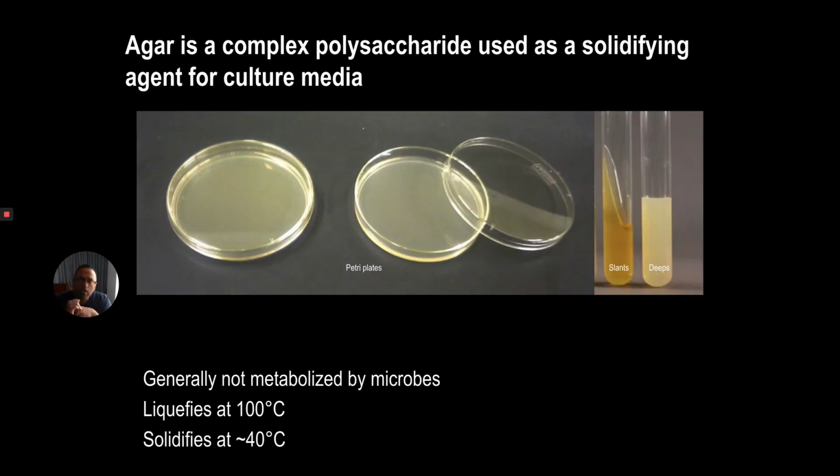So agar is a complex polysaccharide used as a solidifying agent for culture media. So these would have been the things that you used in lab. So these are Petri dishes, and also known as Petri plates, in which media is put in. And here you can see a slant, and you can see why it gets that name. And here you can see a deep. And each of these is useful for different reasons for growing bacteria.